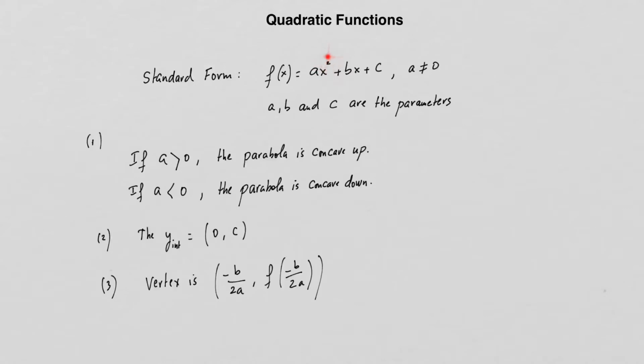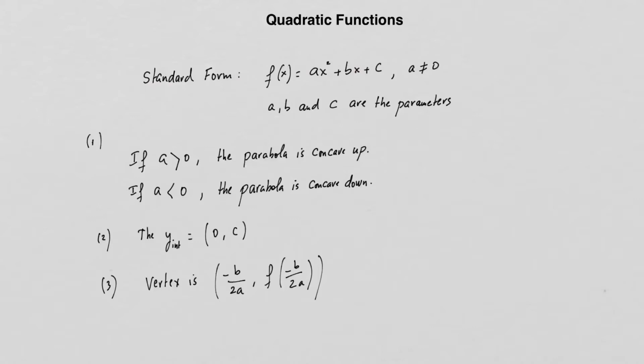X is being squared, not something like this, not something like this, right? Not a fourth degree. It is just second degree. And of course, as you know, if you multiply a linear function by another linear function, you should get a quadratic function. This is called the standard form.